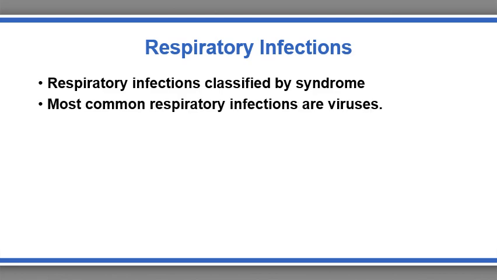Most of the common respiratory infections are caused by viruses. So many of your acute respiratory infections are actually viral, which means you can't use antibiotics to treat them. Again, it's not uncommon for individuals, when they start to experience symptoms of a respiratory infection, to look to get antibiotics because they think it's going to make them better faster. And that's really not going to be the case, particularly if it's caused by a virus.